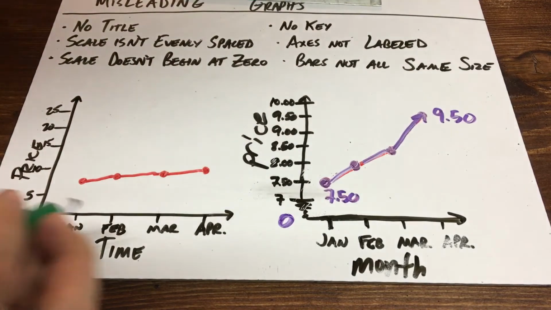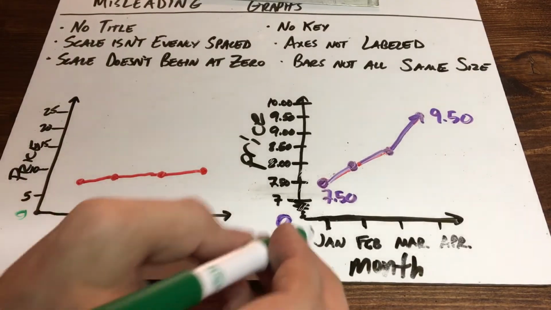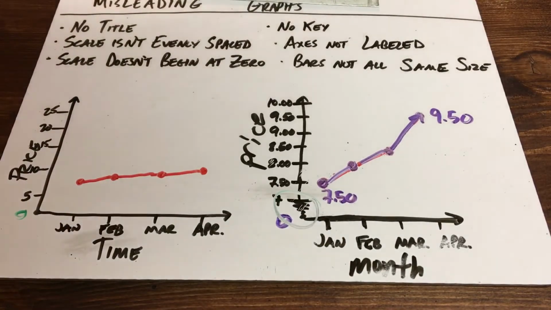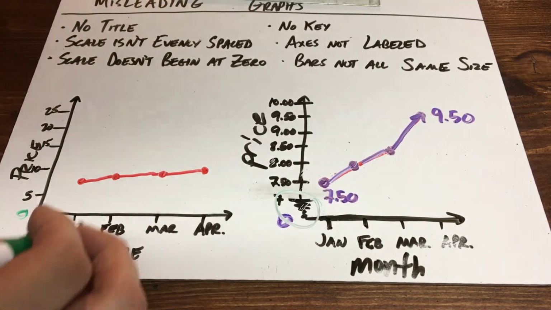This one over here is accurate. Notice we started at 0 and we counted by 5s. 5, 10, 15, 20, 25. I didn't do a break in the axis. So a break in the axis will always, always, always be misleading to people, right? This is the better way to do it, right?